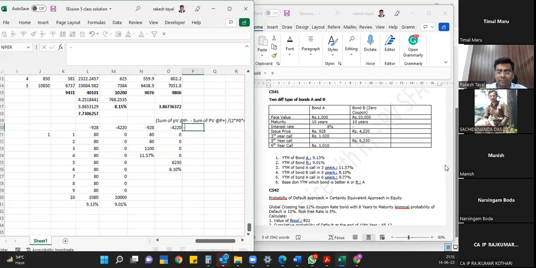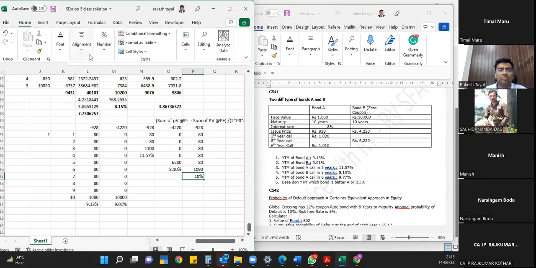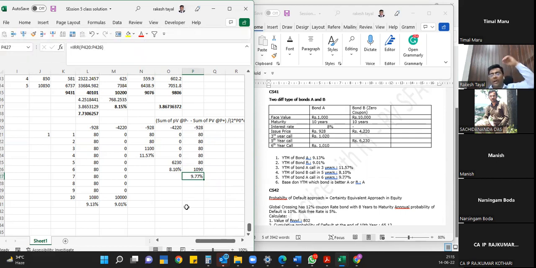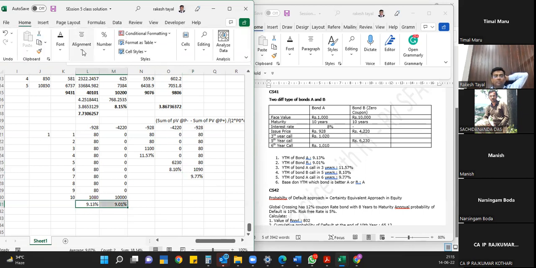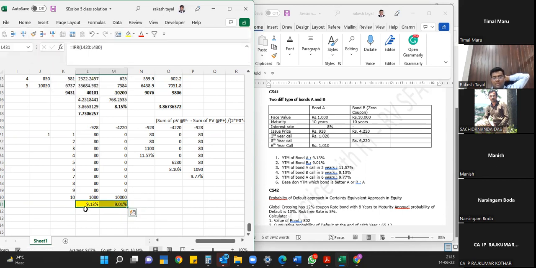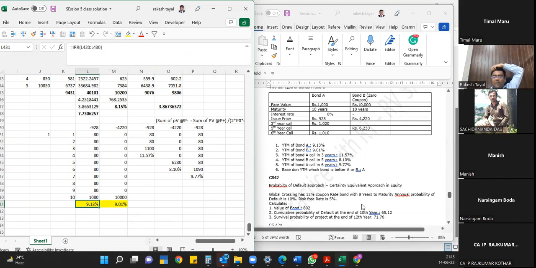Bond A, 6th year, 9.77. Based on YTM, which bond is better, A or B? A. Yes, A is giving the higher rate of return, so A is better.